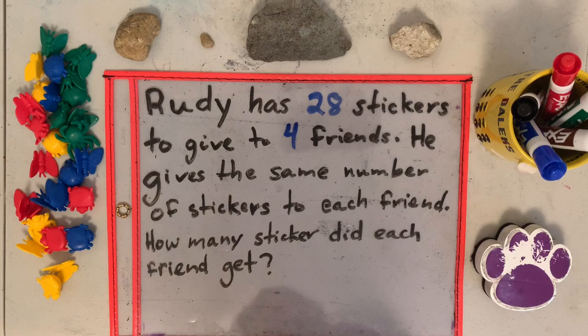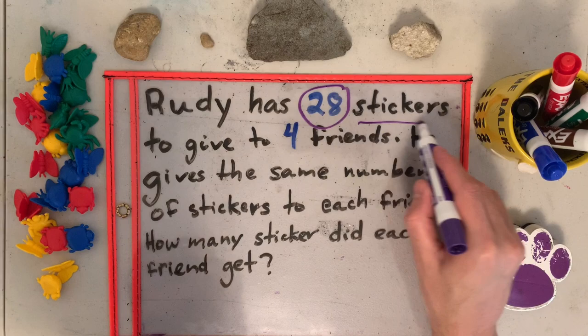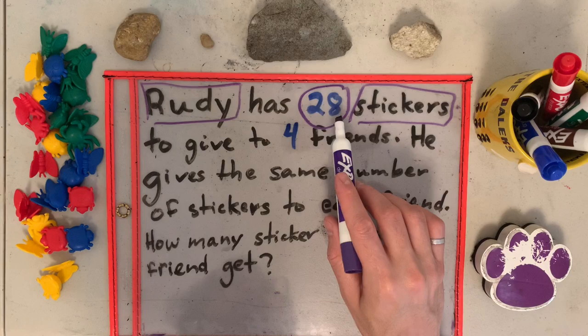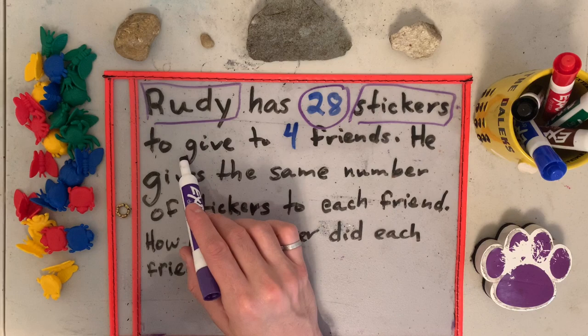So here we go. Rudy has 28 stickers. So we're talking about 28 stickers that Rudy has. And those 28 stickers, she's going to give, so va a dar, to 4 friends.